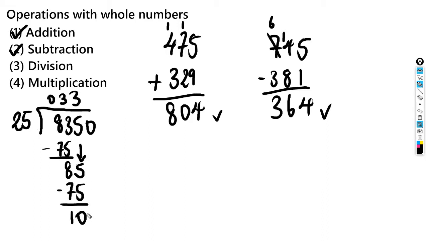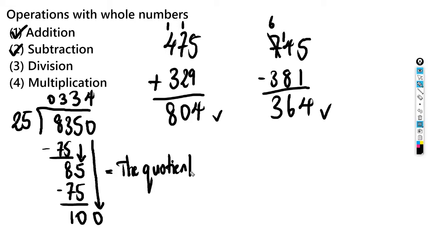Then can 25 go into 10? No. So I have to carry down this 0. Then we get 100, and 25 can go into 100 4 times. So the quotient, the quotient is equal to 334. So when we divide, we call what we get the quotient.